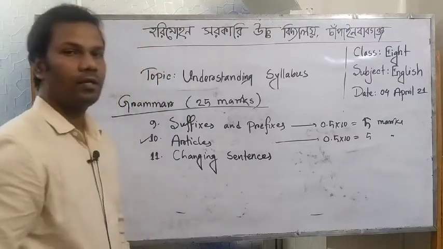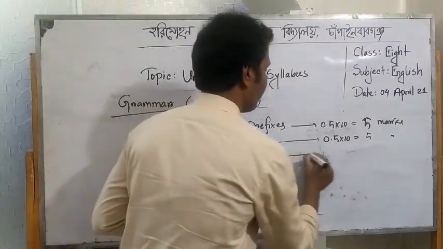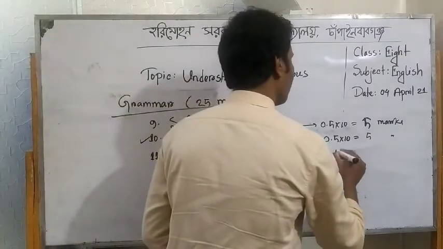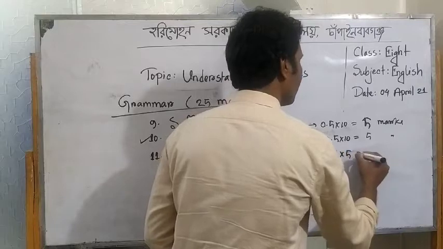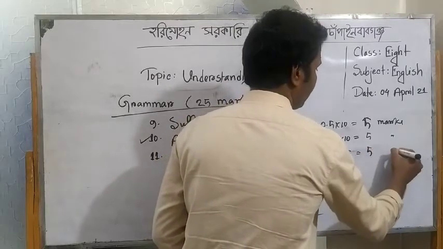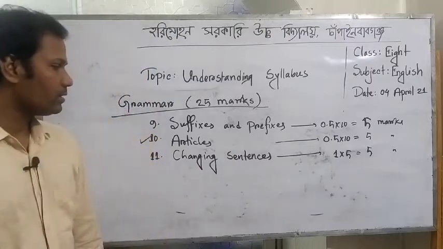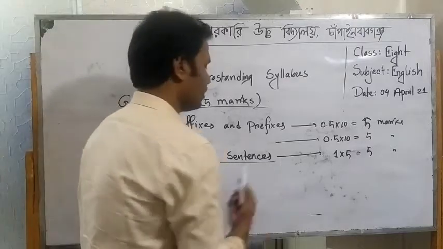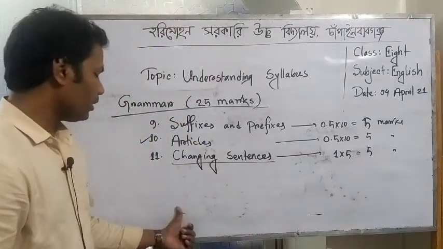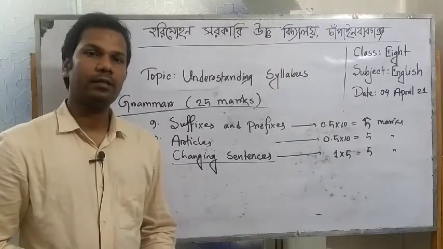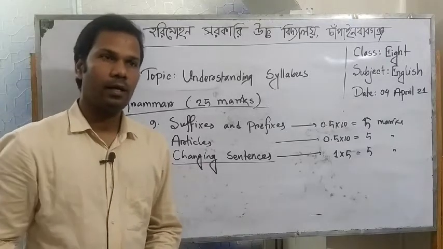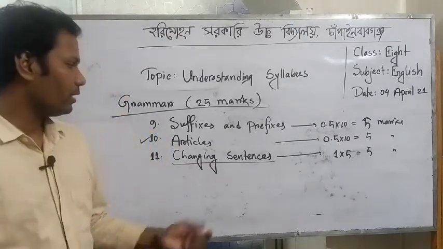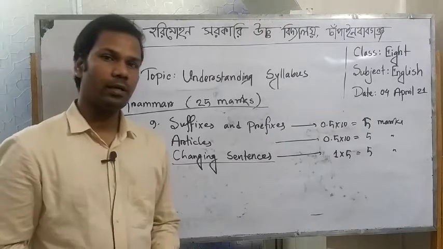Okay, changing sentences. This is a very interesting grammar item for your class, and it carries 5 marks. Each item will carry 1 mark, and there will be 5 sentences that you have to change. What are the items here? Here, you have to learn about sentences and their transformation. Sentences means assertive, interrogative, imperative, optative, and exclamatory. These types of sentences will be here, and you have to transform them according to the direction.